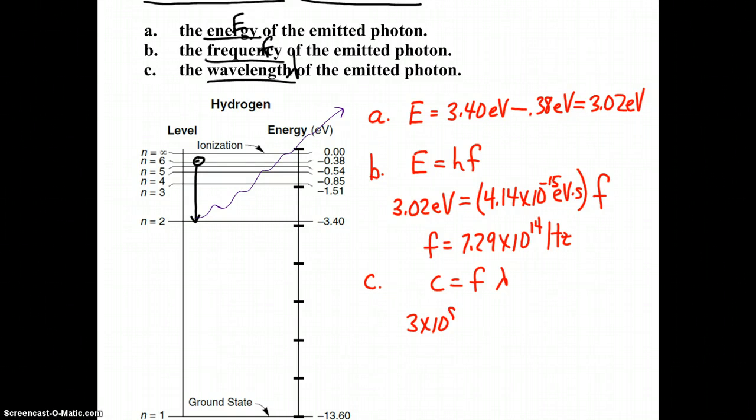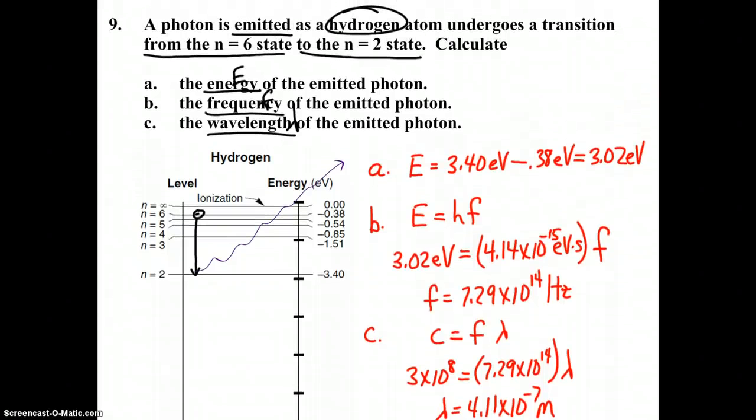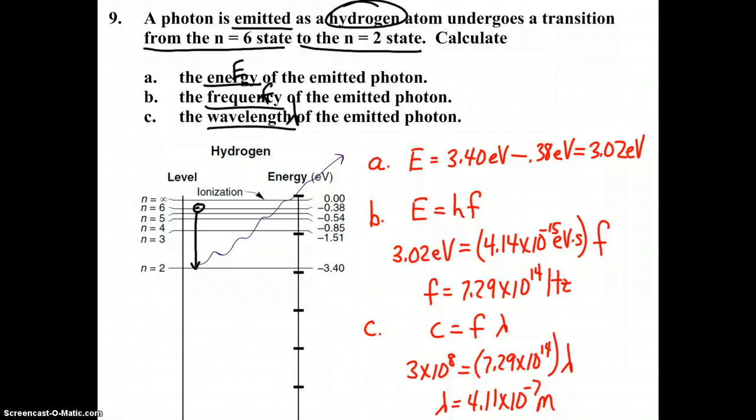Speed of light, 3 times 10 to the 8th. Our frequency, 7.29 times 10 to the 14th. And solve for the wavelength. And we get 4.11 times 10 to the negative 7 meters. All right, we have everything they've asked for here. More to come on problems involving the Bohr model of the atom in class.